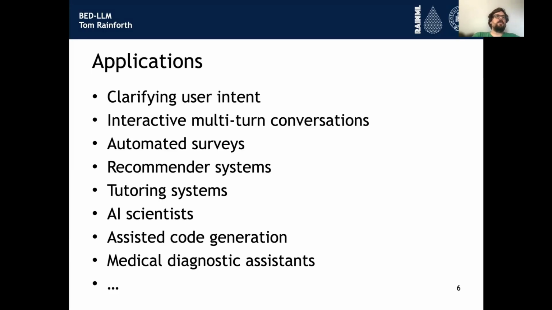A lot of the things we actually want to potentially use LLMs for in the modern world really require this kind of interactive, proactive behavior. And I would argue it's one of, if not the biggest way they fall short at the moment.